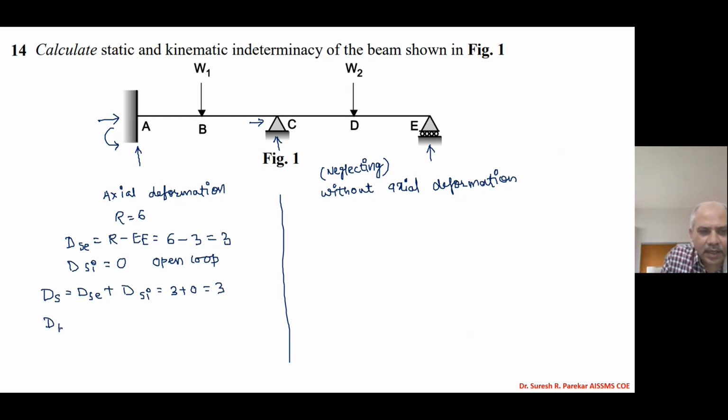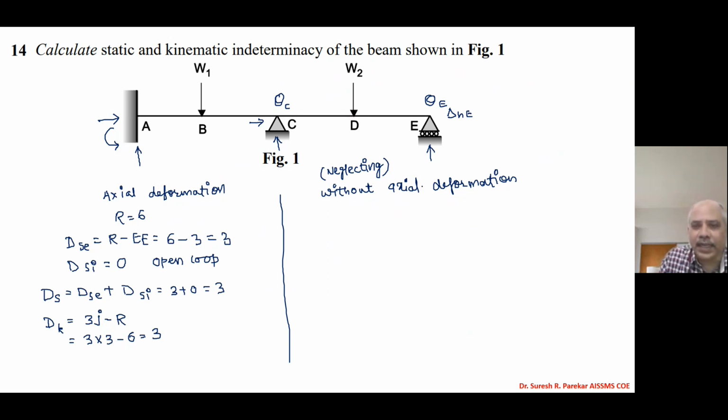Now dk, with axial deformation, is 3j minus r. Now we have 3 into 3 joints, minus r, we have 6. And then we will get it as 9 minus 6. And we have the value of dk equal to 3. Now what is 3? So we have theta c, this is 1. Then second, that is theta e. And third we have delta horizontal at E. So we have these 3.